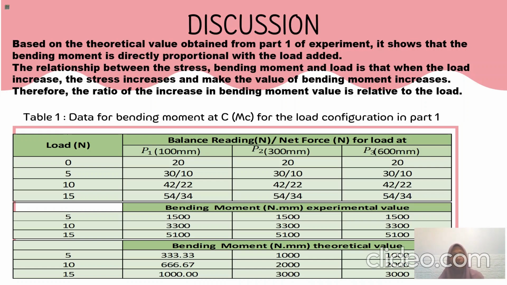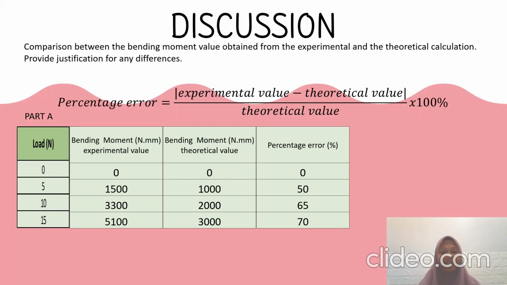As you can see at Table 1, this is the data for bending moment at C, which is moment C, for the load configuration in part 1. So for the next discussion, we need to do the comparison between the bending moment value obtained from the experimental and the theoretical calculation. After that, we provide the justification for any differences. First, look at this slide.